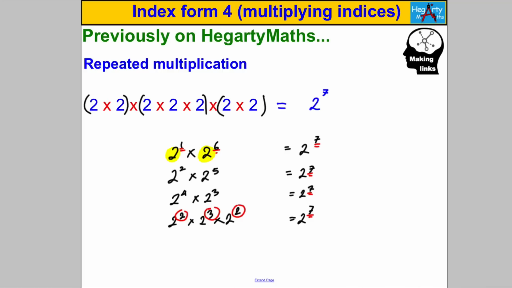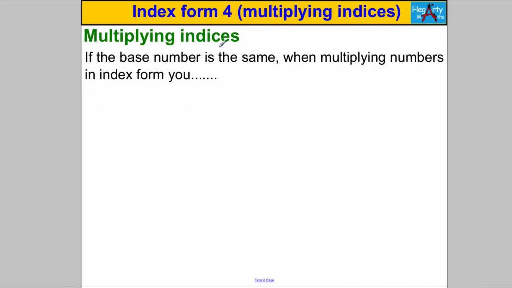Base number is the same and we're multiplying powers with the same base, we can just add the indices. So let's just write that out so we're absolutely sure. When we're multiplying indices, if and only if the base numbers are the same, when multiplying numbers in index form, you can add the powers. And I want to give you an example of what I mean. Say if someone asked you to simplify or write in one index form 7 cubed multiplied by 7 to the power of 5, you could say, well, that's 7 to the 3 add 5, which is 8.